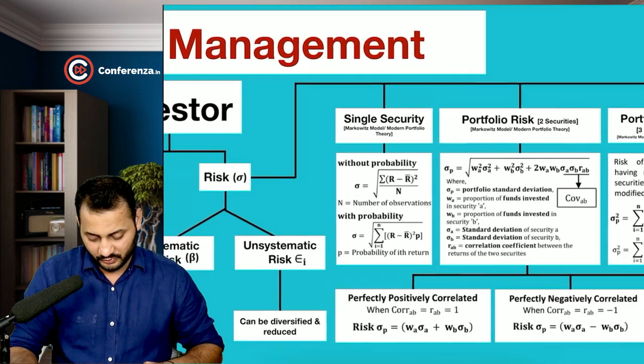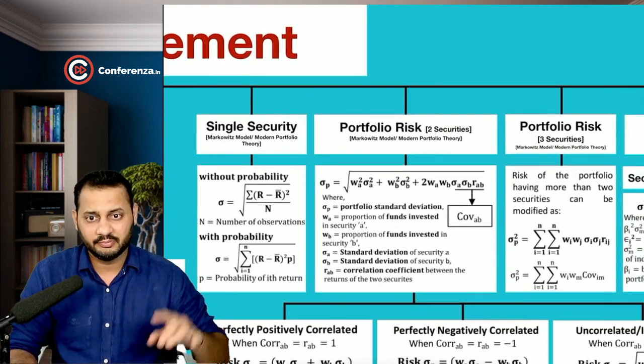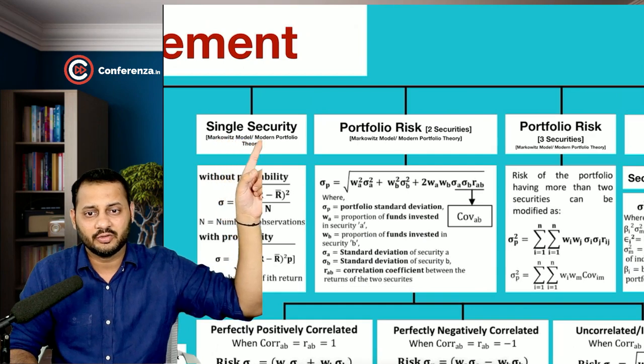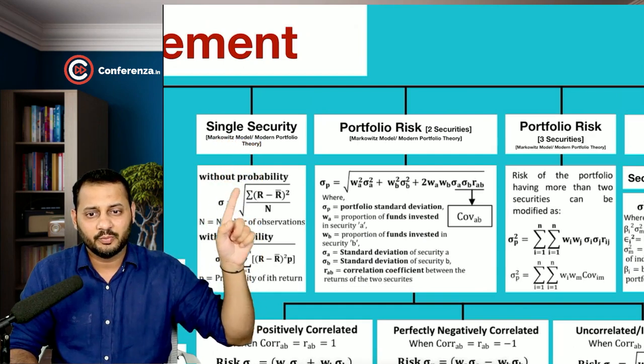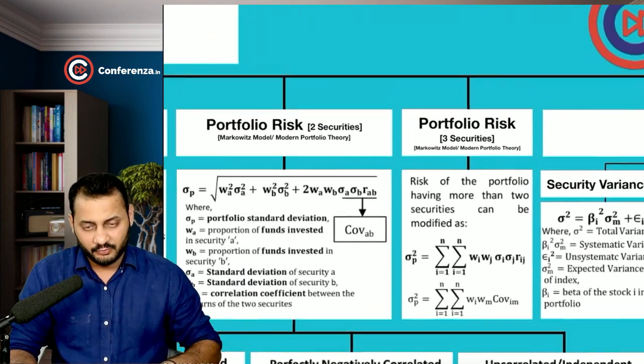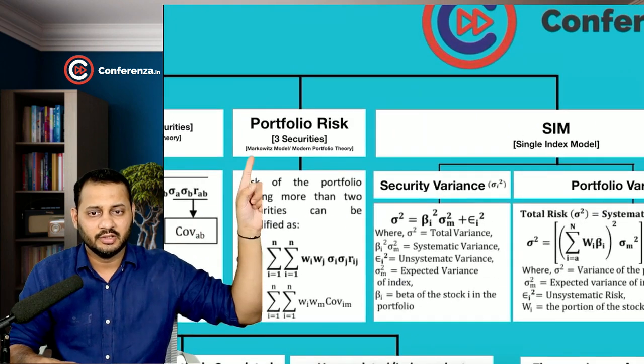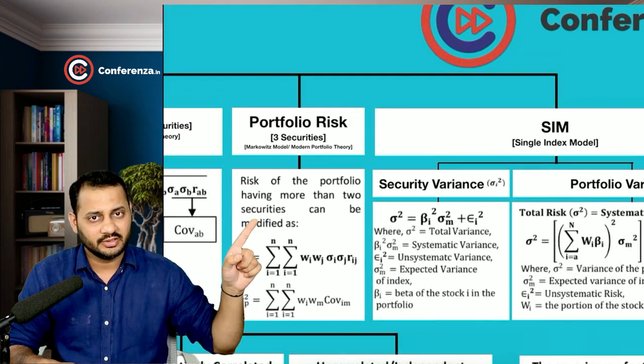Okay, but before moving forward, we also saw some formulas for the risk. If you remember, single security Markowitz model, or you can say modern portfolio theory: without probability, divided by n; with probability, multiplied by probability. Portfolio risk for 2 securities has been taken over by us like this. Portfolio risk for 3 securities is also considered.